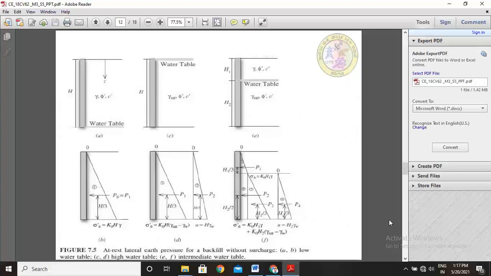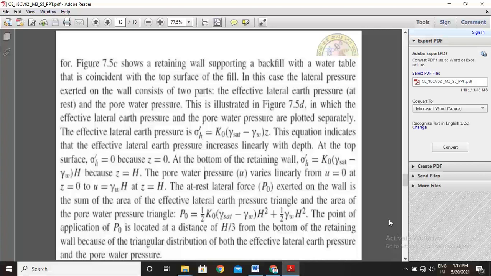Based on these water table conditions, figure C shows a retaining wall supporting a backfill with a water table that is coincident with the top surface of the fill. In this case, the lateral pressure exerted on the wall consists of two parts: the effective lateral earth pressure and the pore water pressure. This is illustrated in figure 7.5d, in which the effective lateral earth pressure and the pore water pressure are plotted separately.